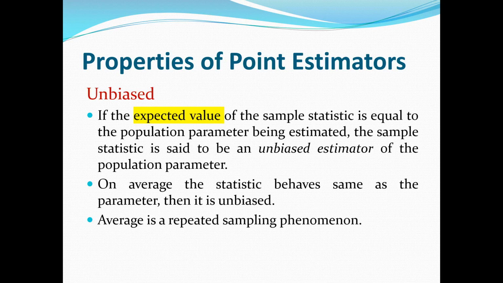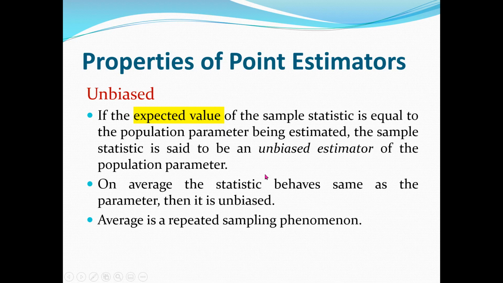Okay, so before I go and dig deeper into the idea of confidence interval, let me first discuss the properties of point estimators. These are the desirable properties that should be there in a point estimator. The first desirable property is that the expected or the average value of the sample statistic should be equal to the population parameter. If that is the case, then that estimator is unbiased.